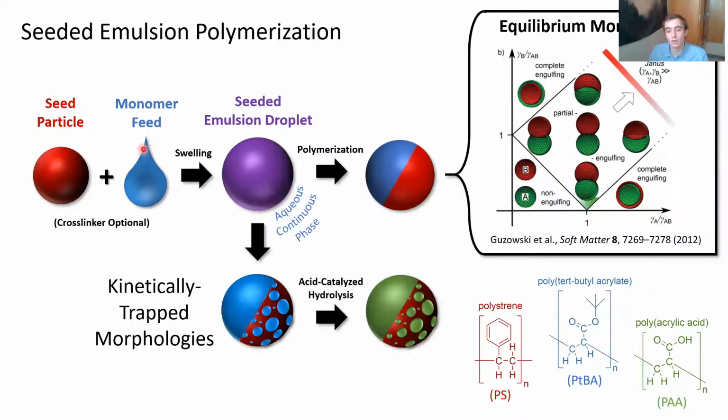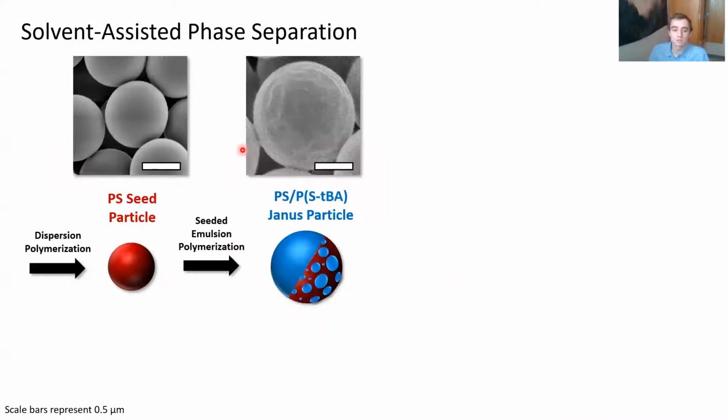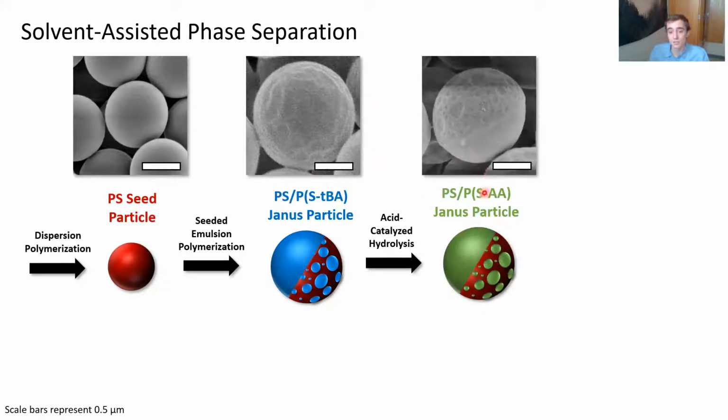The monomer feed that we used during SEP is composed of tert-butyl acrylate and also some styrene and a cross-linker, divinylbenzene. And so we end up with this Janus particle here, and I'll go into more detail later on why we do this, but we use acid-catalyzed hydrolysis to convert these tert-butyl groups into hydroxyl groups. So a quick overview of these steps. We make our seed particles using dispersion polymerization. Here's an image here. Then we take these homogeneous particles and use seeded emulsion polymerization to create Janus particles with tert-butyl acrylate. Then we use acid-catalyzed hydrolysis to convert these tert-butyl groups into hydroxyl groups.